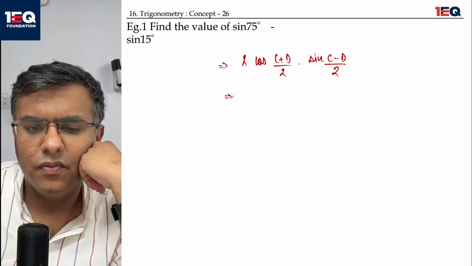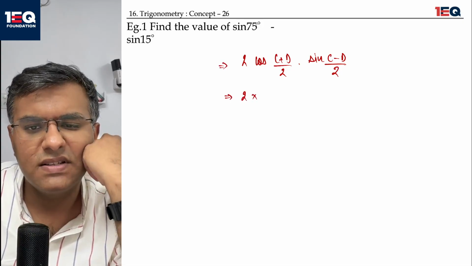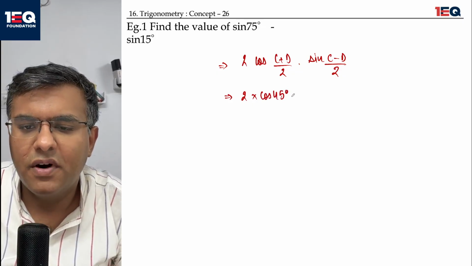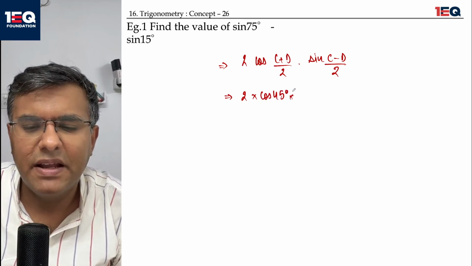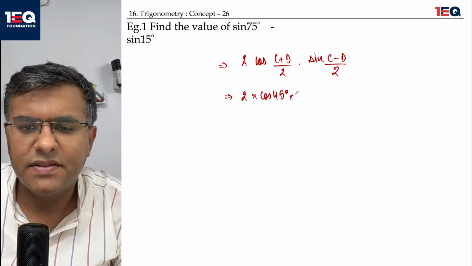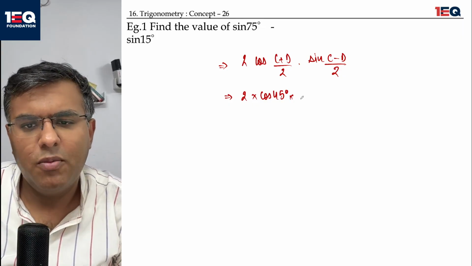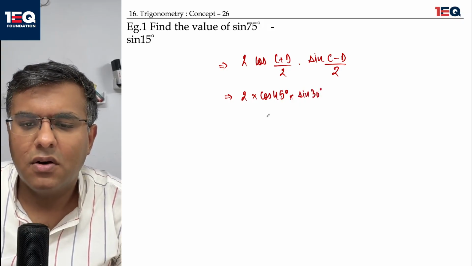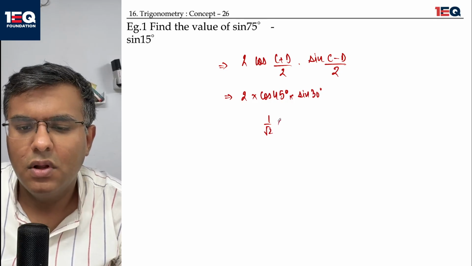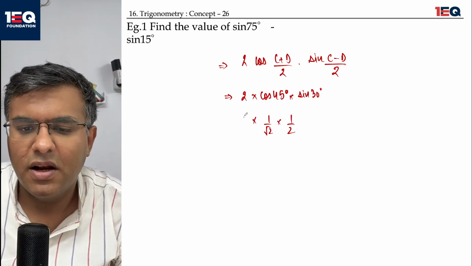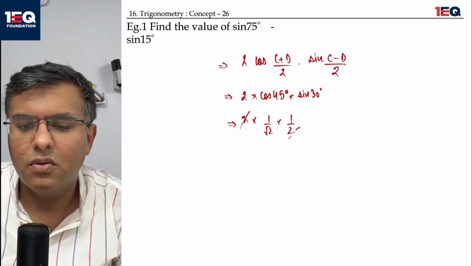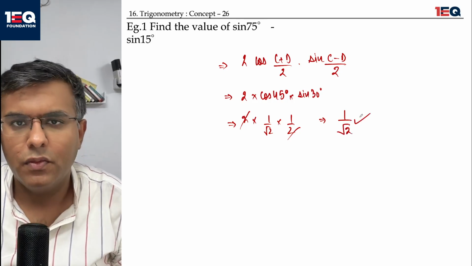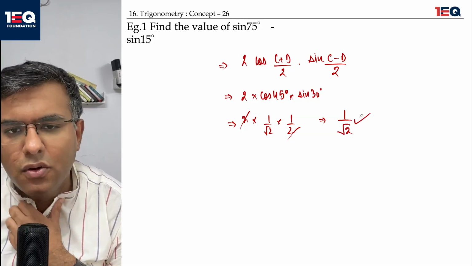So there is 2 multiplied by cos (C plus D). C plus D is 90, and 90 by 2 is 45. 2 cos 45 degrees multiplied by sine (C minus D). C minus D is 75 minus 15, which is equal to 60, and 60 upon 2 is 30. So this is going to be sine 30. Cos 45 is 1 by root 2, and sine 30 is half, multiplied by 2. The 2 and 2 would get cancelled. I would get my answer as 1 over root 2.